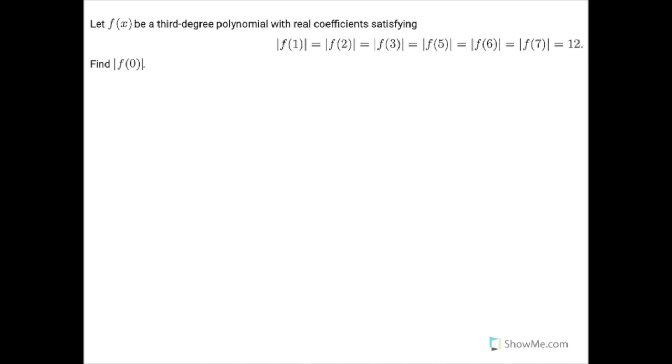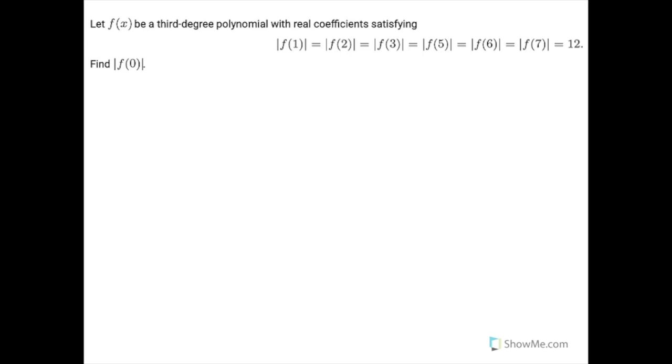Alright, so the first question says, let f of x be a third degree polynomial with these conditions. The absolute value of f of 1, 2, 3, 5, 6, and 7 are all 12. And we're asked to find the absolute value of f of 0.